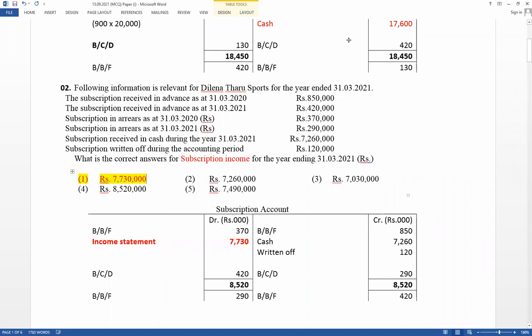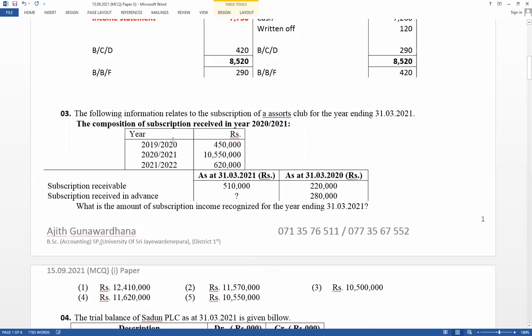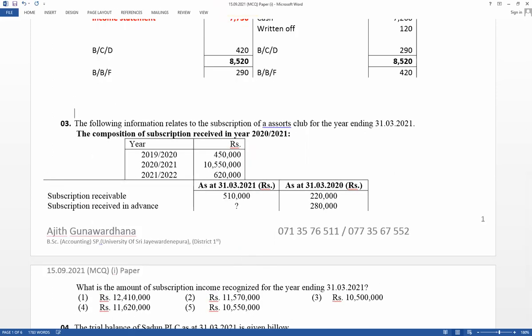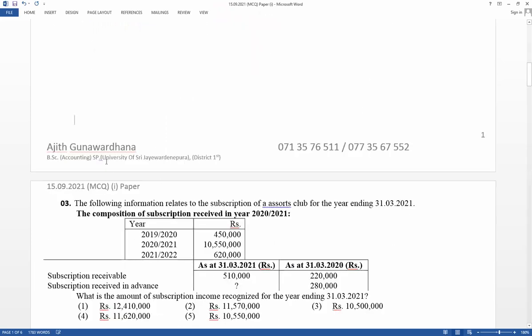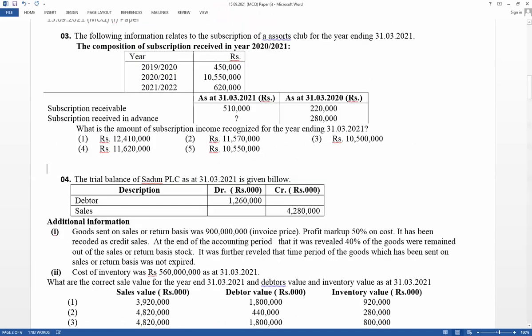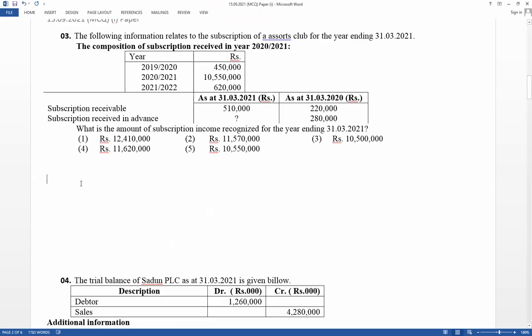This is relevant for not for profit making organizations. There are members available, and the main income is subscription. Therefore, you have to know how to calculate subscription income. Next one, question number three. Also relevant for a not for profit making organization. But the information given is different. Definitely they ask in the paper about subscription. For not for profit making organizations, a separate lesson is available.